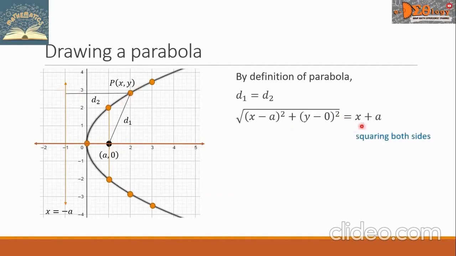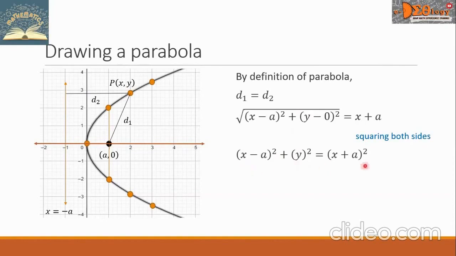Let us simplify the equation by squaring both sides. So we now have (x minus a) squared plus (y minus 0), which is simply y, squared. And this is equal to the right side, which now becomes the square of (x plus a).